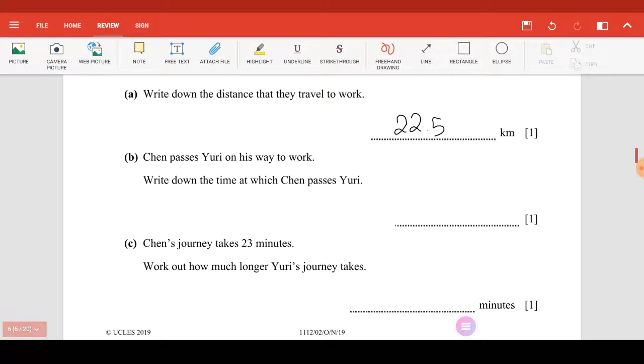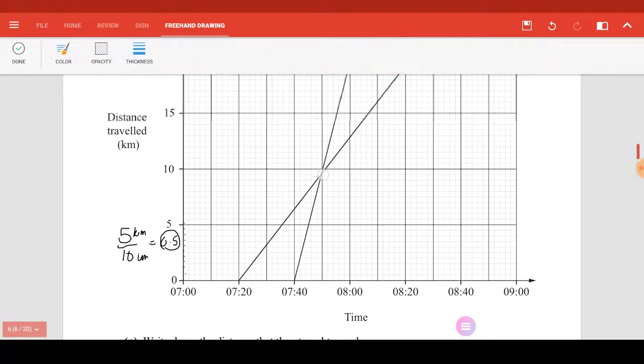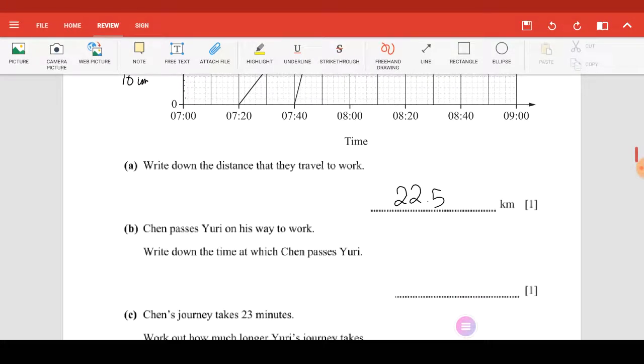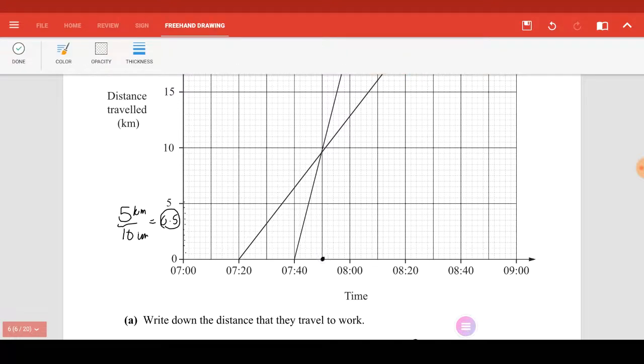Letter B. Chen passes Yuri on his way to work. Write down the time at which Chen passes Yuri. As you see in this part, exactly at this point, or maybe after this point by a small distance. So we need to write down the time at which. As you see, we can take the time from this part.